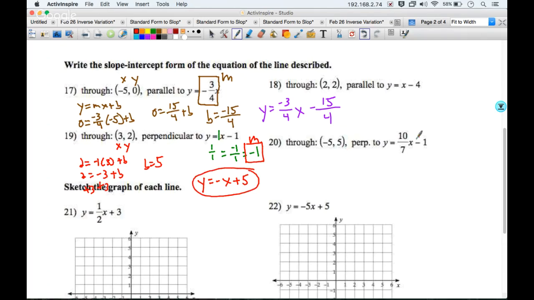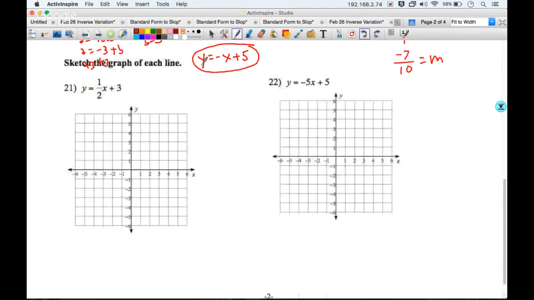All right, I won't finish problem number 20, but I will tell you the opposite reciprocal of 10 over 7 is negative 7 over 10 for my m value. Now you can go and find the b value. Maybe pause the video and do that real quick.